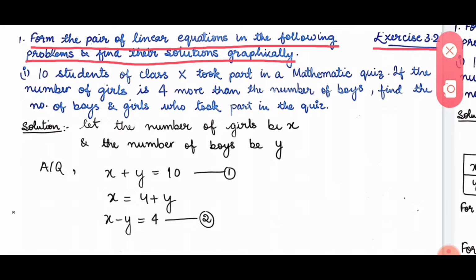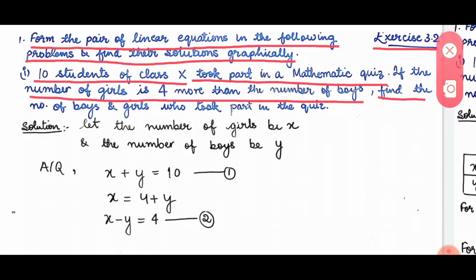In the first situation, it is given that 10 students of class 10 took part in a mathematics quiz. If the number of girls is 4 more than the number of boys, find the number of girls and boys who took part in the quiz. Now it's a very simple question to understand, right? There are total 10 students, out of which the number of girls is 4 more than the number of boys.